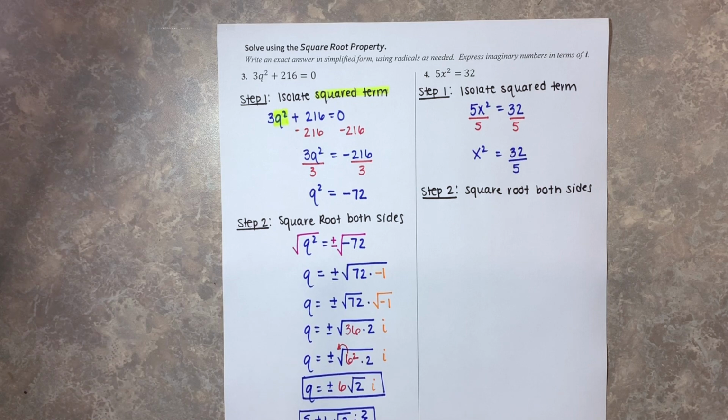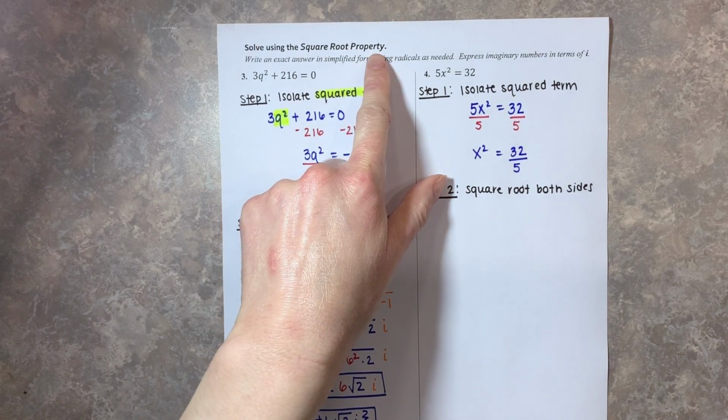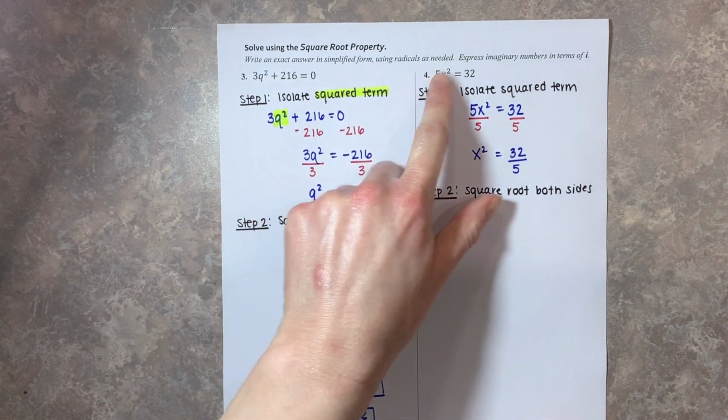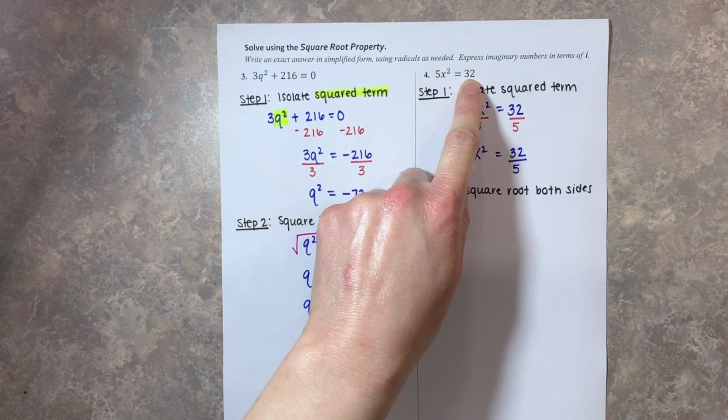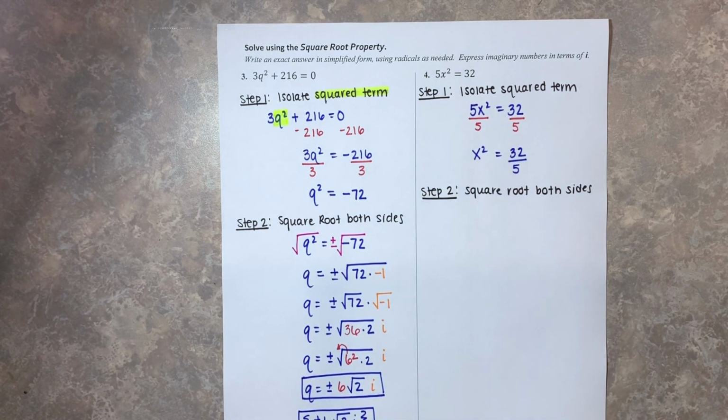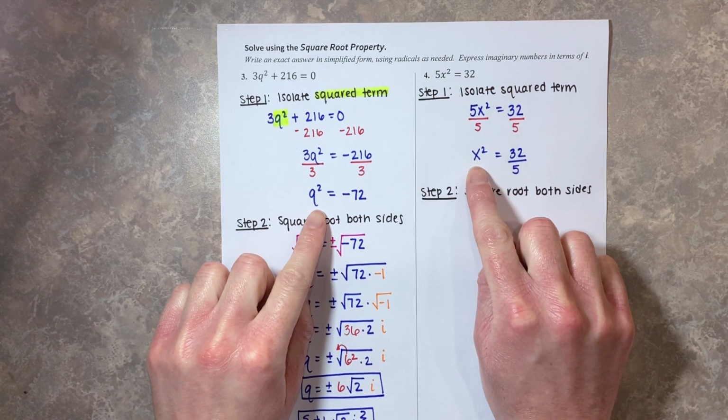Now this is a common mistake. A lot of people will see the instructions use the square root property, and so right away students will take the square root of both sides of the equation. Do not take the square root of both sides until you've first isolated your squared term.